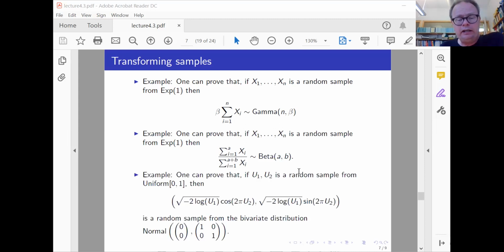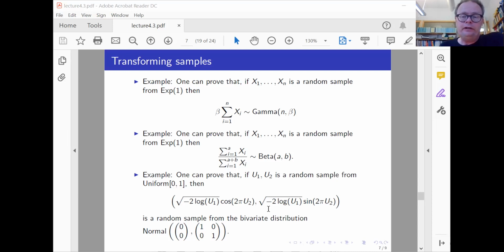And another thing is that you can prove if U1 and U2 is a random sample from the uniform distribution, then this particular transformed vector is a random sample from a bivariate normal distribution. So from this uniform sample, you can get a bivariate normal distribution, and each of the components of this vector will then be a normally distributed variable. So now you can simulate from the normal distribution also, building on this.